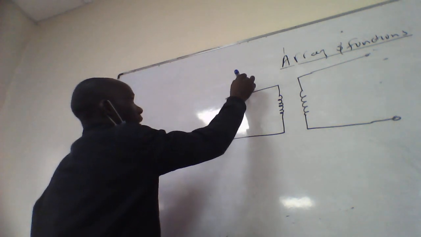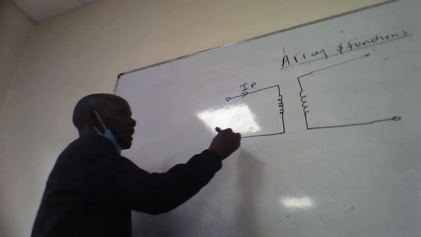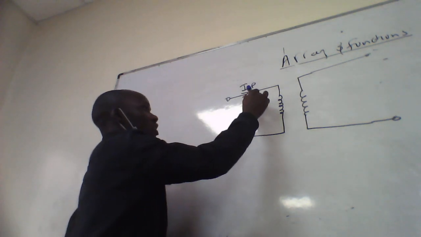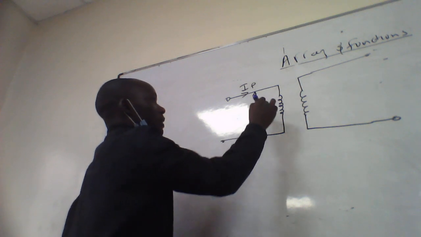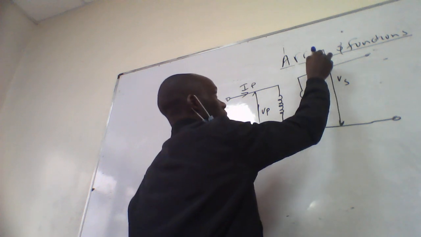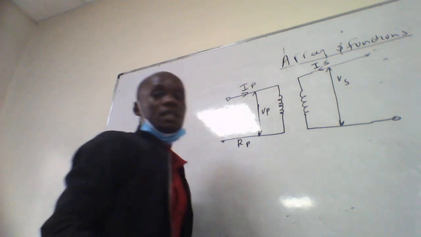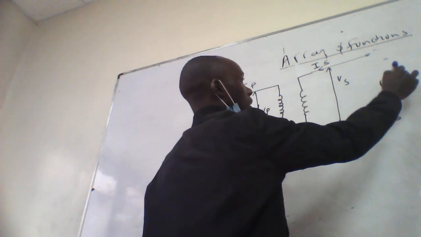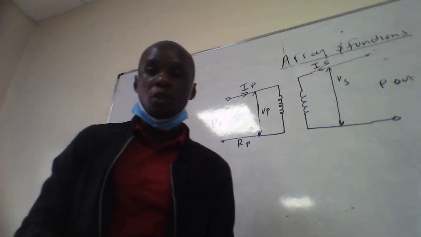So here we have P in, which means power on the primary winding. We can have resistance on the primary winding. We can also have voltage on the primary winding, voltage on the secondary winding, and current on the secondary winding. Then you can have what you call power in, then power out.